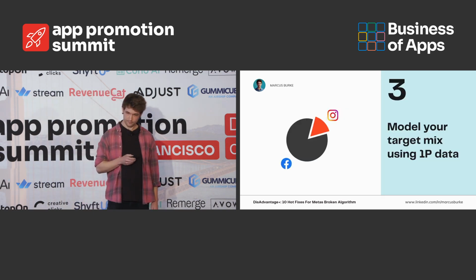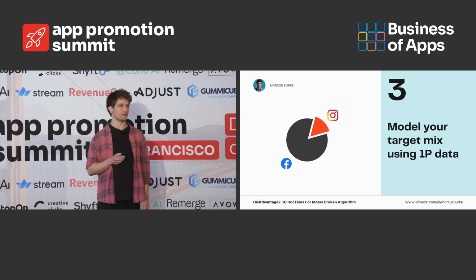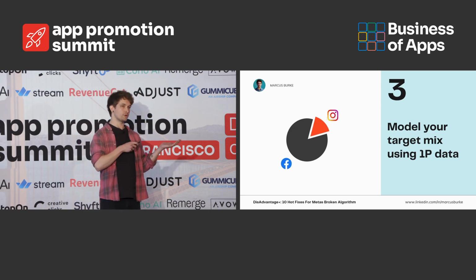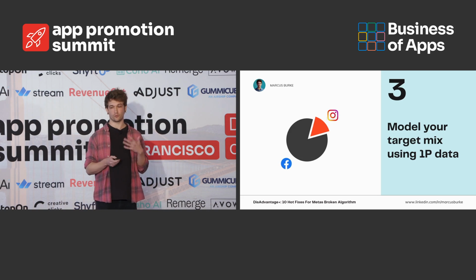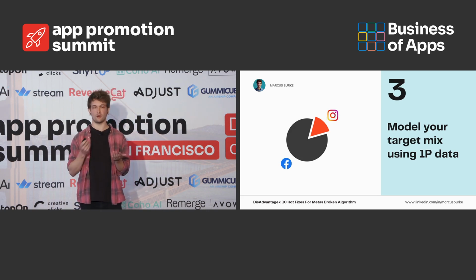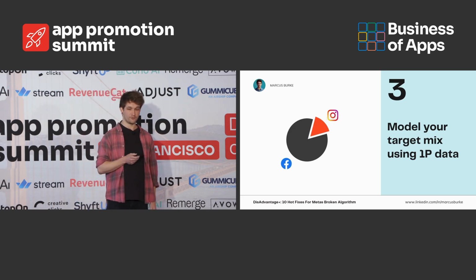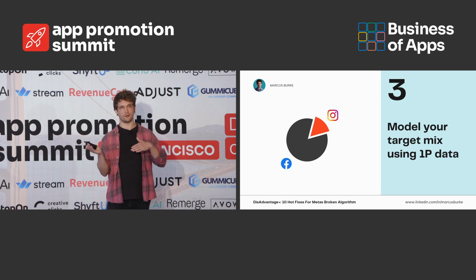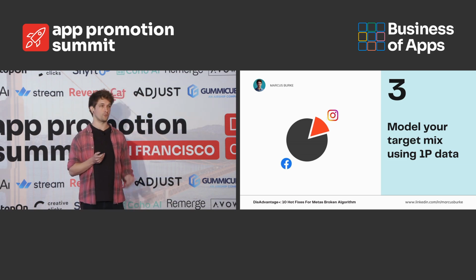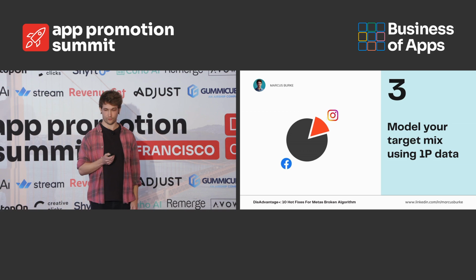Third principle: model your target mix using first-party data. So now you know what's going on in the upper funnel, you know how old your traffic is and where it's coming from. You, of course, want to understand how that converts. Since ATT, you cannot just make the link of: I know which campaign they came from, I know the down-funnel conversion, I know the return on ad spend. So it's up to you to model that against what you know about your users.